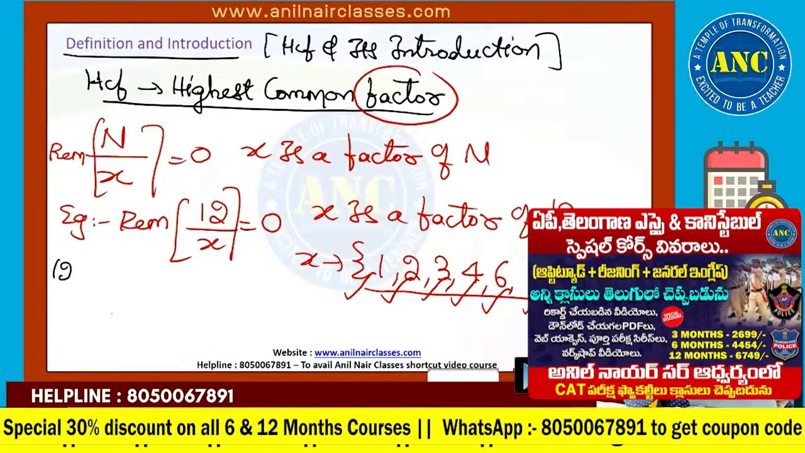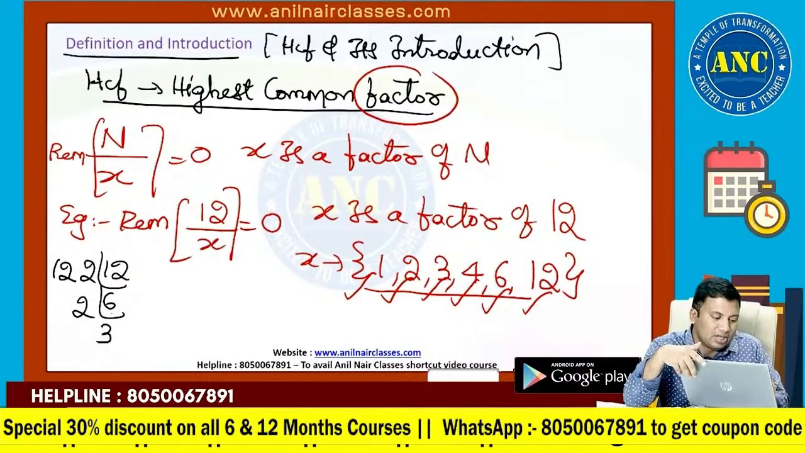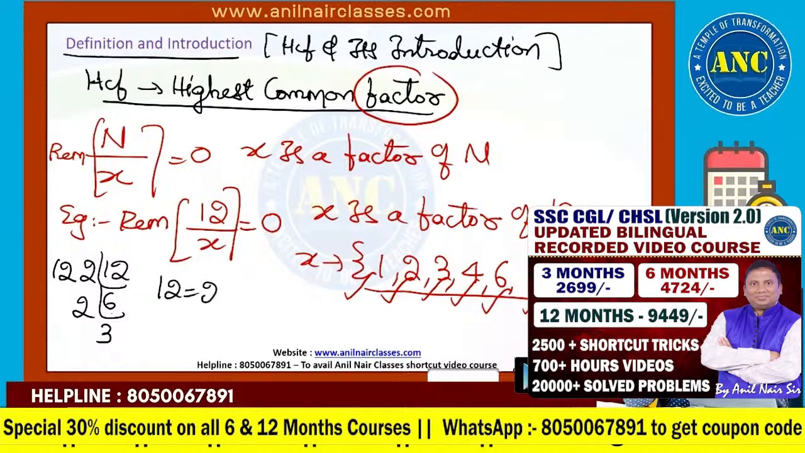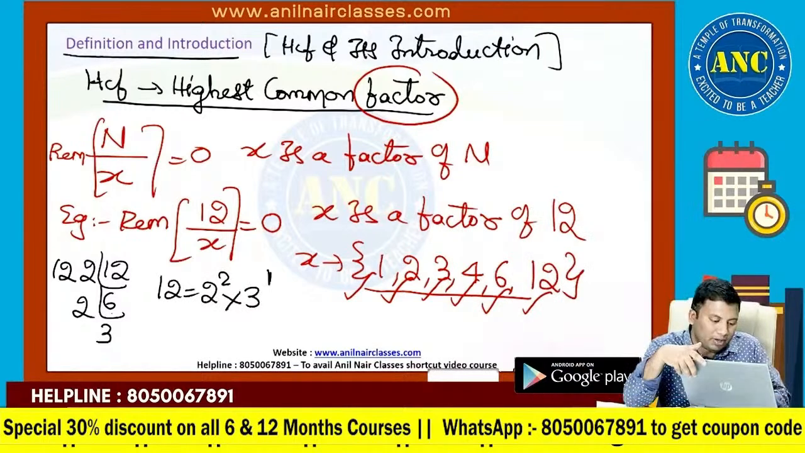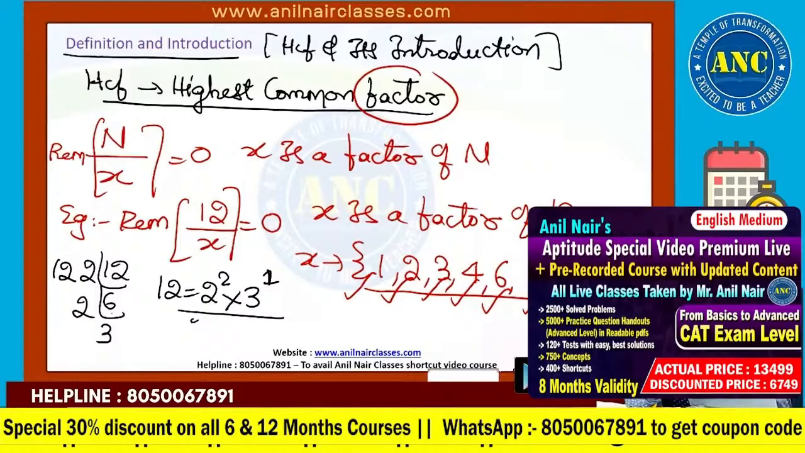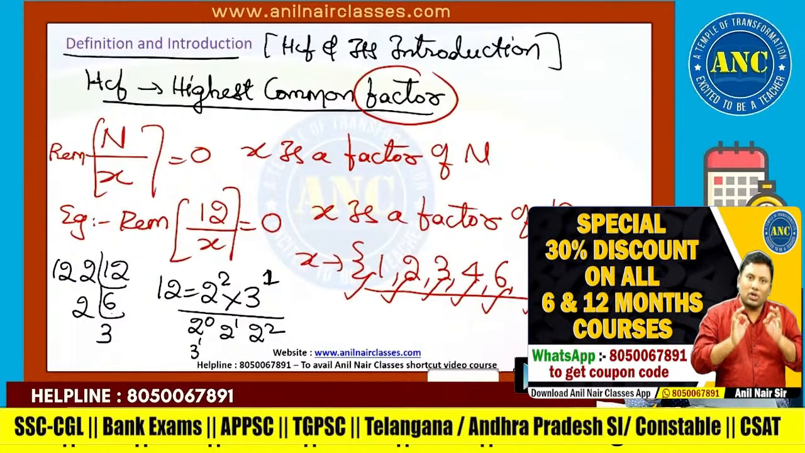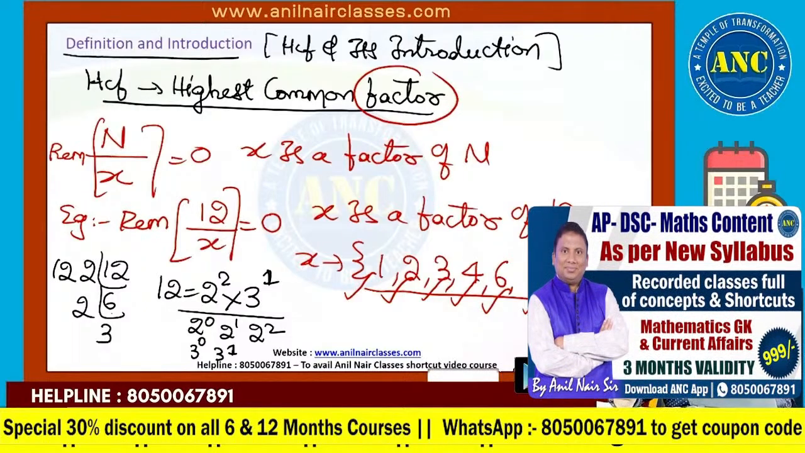First take 12. Write it out into prime bases. 2 sixes are 12, 2 threes are 6. So 12 is nothing but 2 square into 3 power 1. 2 square is 4, 4 into 3 is 12. Write all the powers of 2: 2 power 0, 2 power 1, 2 power 2. Write all the powers of 3 starting from 0 to 1: 3 power 0, 3 power 1.